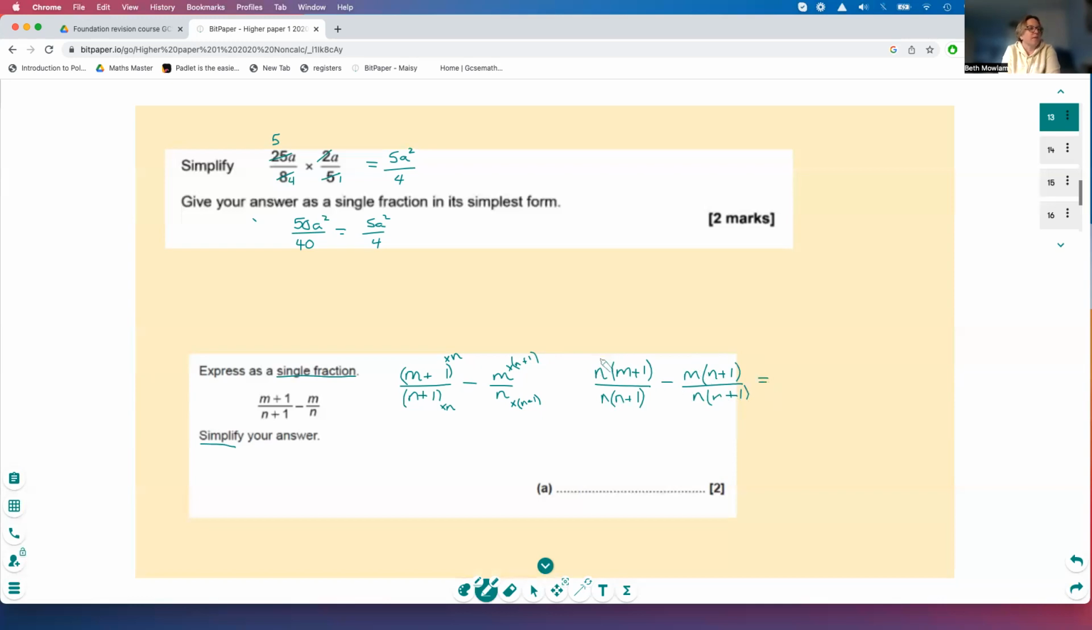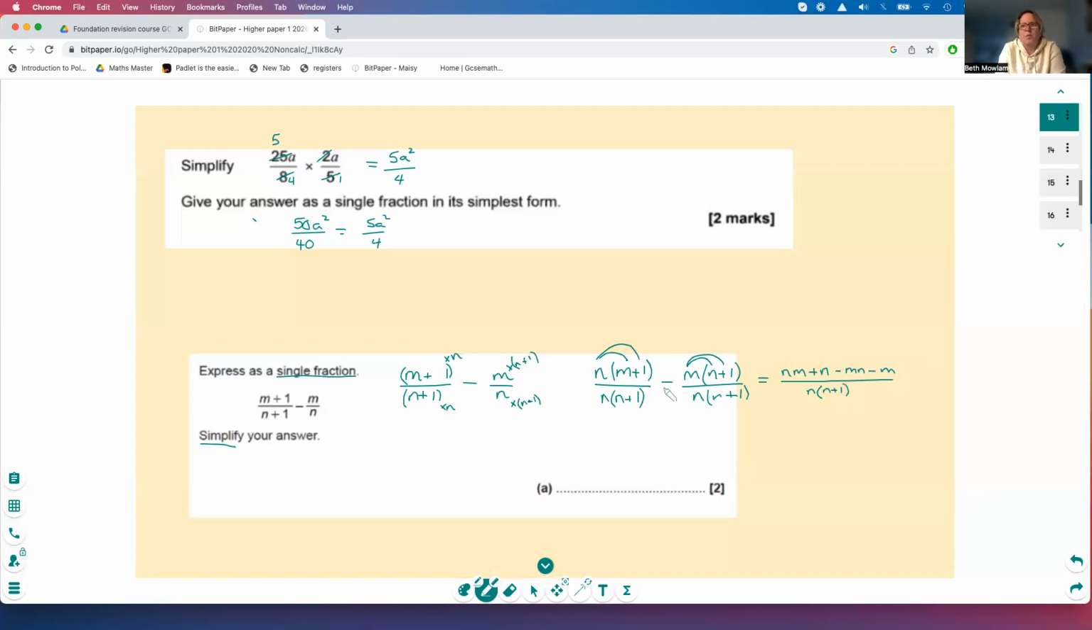So let's expand out. So we've got nm plus n minus mn. Be careful, it's minus m plus 1, so minus m. All over n plus 1.